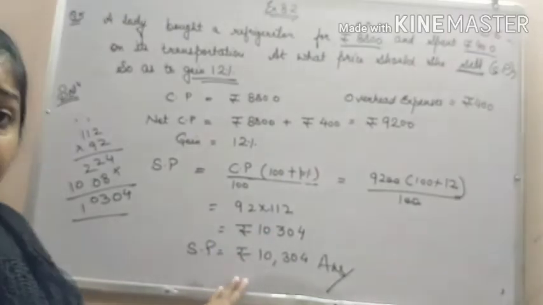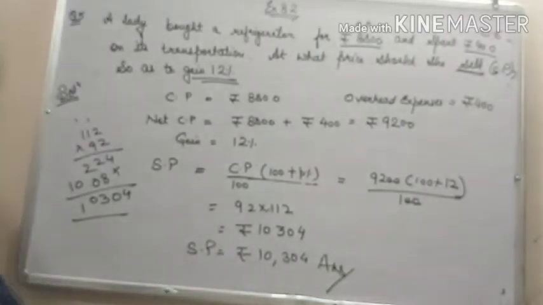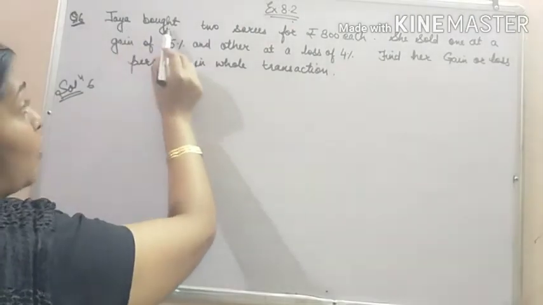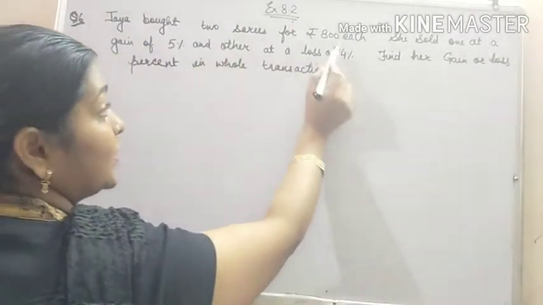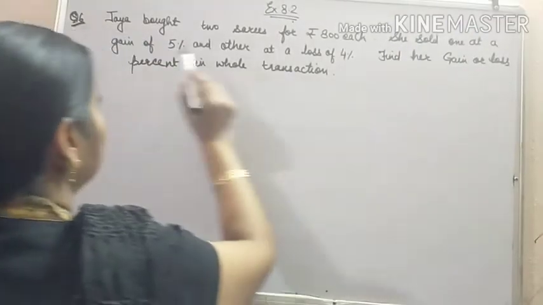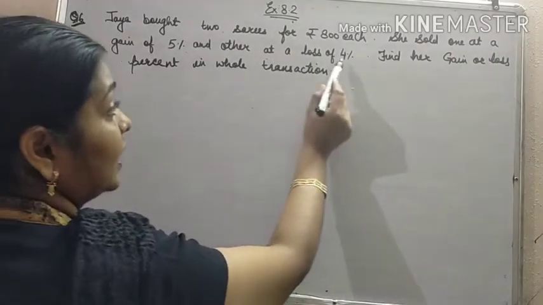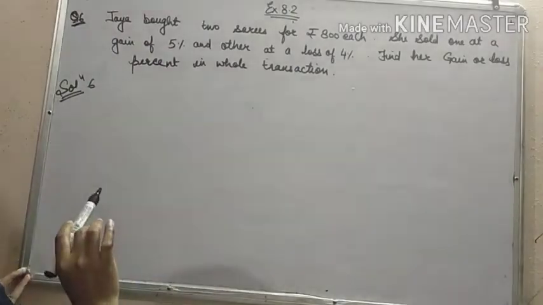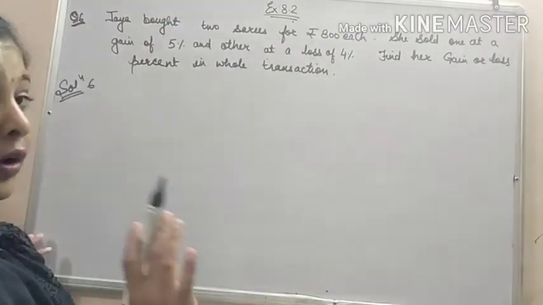Our answer is 10,304. Look at this problem. It is given that Jaya bought 2 sarees for rupees 800 each. She sold one at a gain of 5% and other at a loss of 4%. Find her gain or loss percent in the whole transaction.